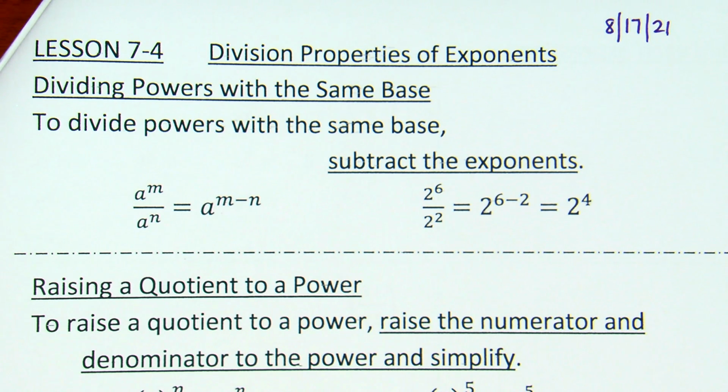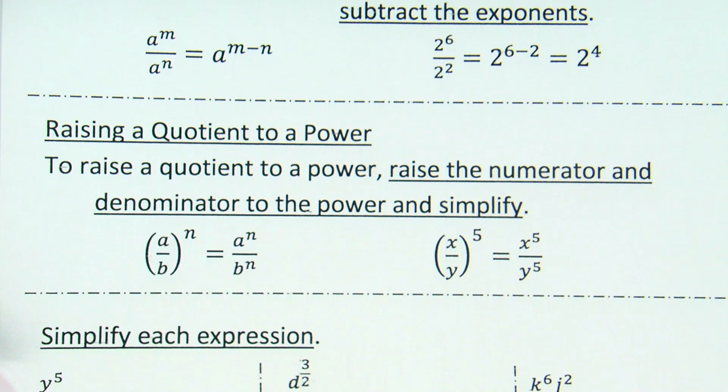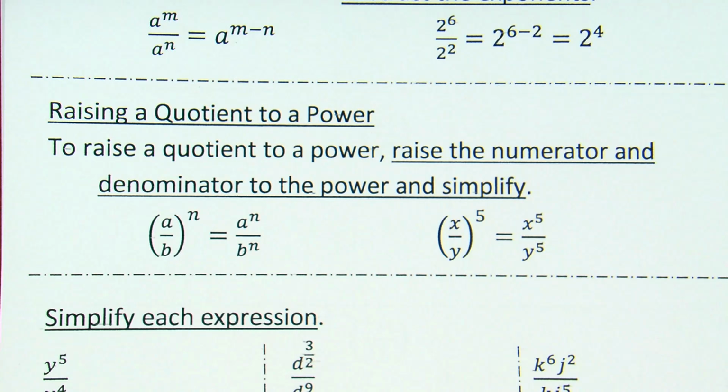There we go. So the example there: a to the m divided by a to the n is a to the m minus n. Or maybe a better example, 2 to the 6 over 2 to the 2nd. Keep the base of 2. 6 minus 2 is 4. The other thing we will practice today is raising a quotient to a power. That just says if you have a power out here, it goes on everything inside, kind of like what we did yesterday. The power out there went on everything inside. Here, x over y raised to the 5th: 5 goes on the x, 5 goes on the y. So those are the two things we are going to practice today.